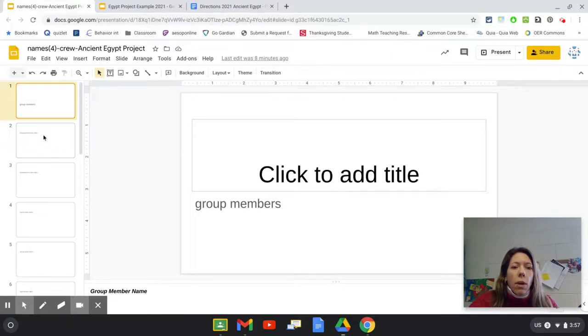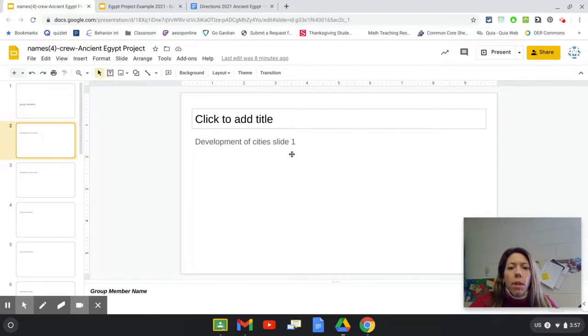Then the second one is right here, development of cities, slide 1. And you can bet what the third one is. Development of cities, slide 2. And so you have nothing on these two but the reminder that you need to have 2 slides on the development of cities. You're going to erase that and then make this slide your own. This is just to tell you what to put here.